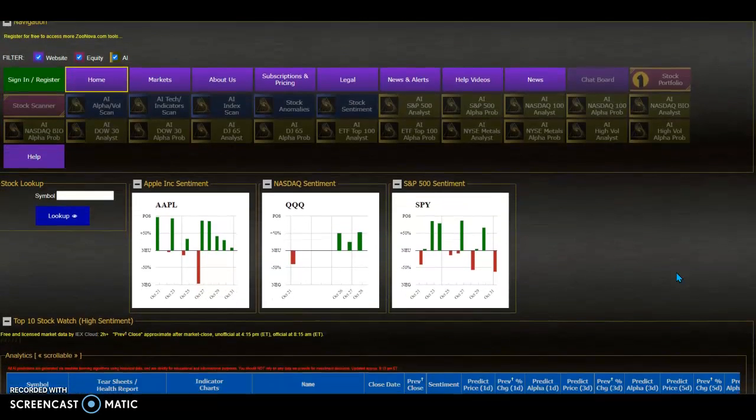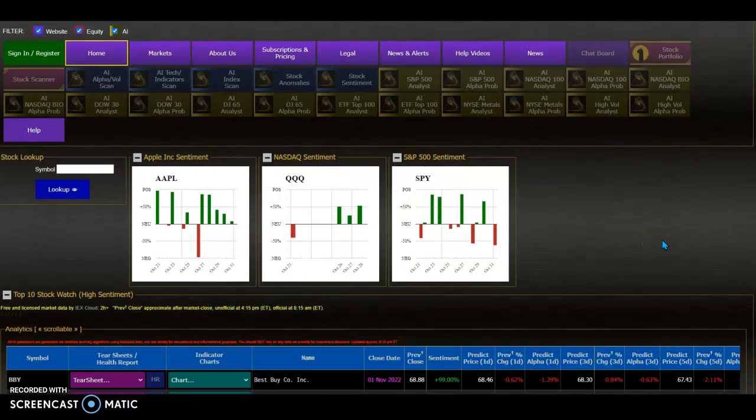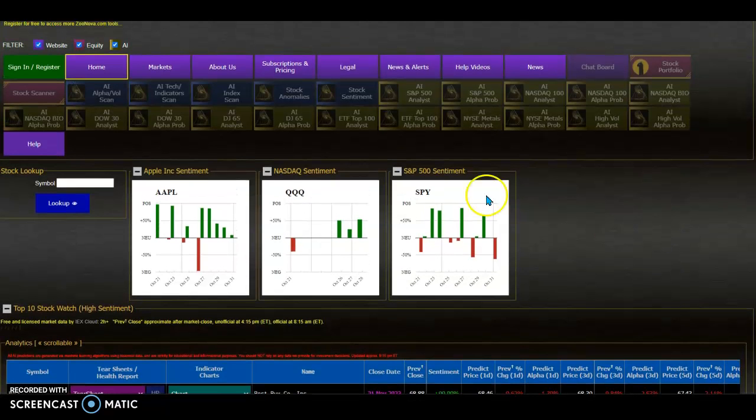One of the things that we highlight here is the use of AI and machine learning. Immediately you're going to see these three graphs, which give you an overview of sentiment indicators. We use over 3,000 different news feeds, including social media, for the last 3 years, on a daily basis, to give you an idea of how the sentiment is for a particular stock or an index. In this case, we're just showcasing Apple, the NASDAQ, and the S&P 500.